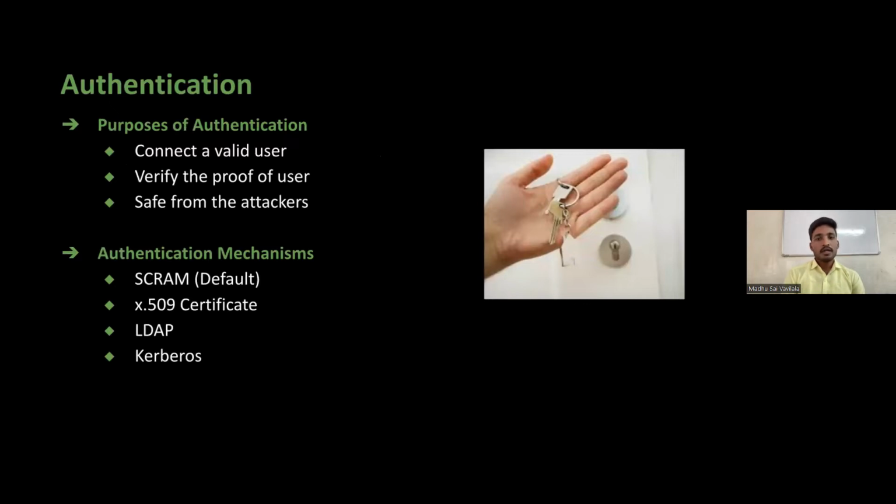Authentication. It is the method of protecting our system from illegal access. It is simply termed as locking the door with proper keys. Just as your mobile phone has different types of locking security mechanisms, in the same way MongoDB has different kinds of authentication mechanisms: the SCRAM mechanism, which is the default for all MongoDB instances, X.509 certificate-based authentication, LDAP authentication, and Kerberos authentication. In further slides, we will see them one by one.